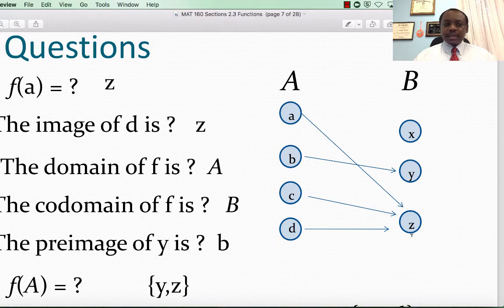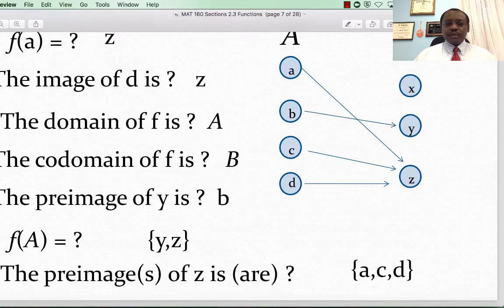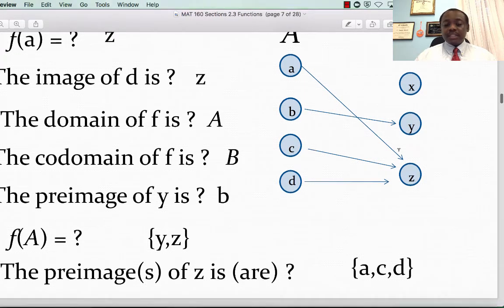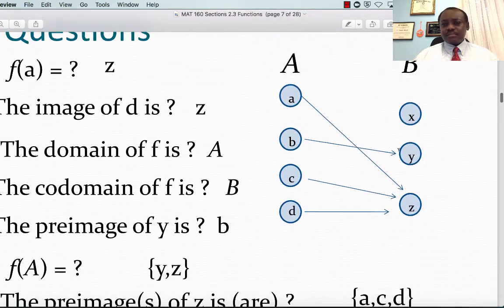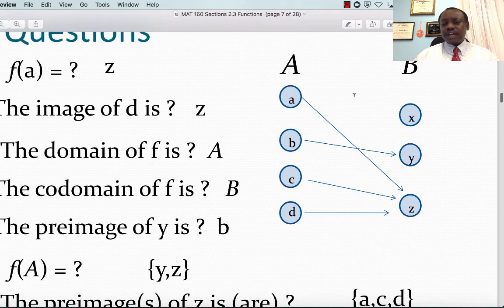So now we can answer a couple of questions. So what is f of a? a is mapped onto z. What is the image of d? What's the domain of f? What is the codomain of f? What is the pre-image of y? And what is f of A? There's these two elements, and so on and so forth. Okay, it's pretty easy and straightforward if I define my functions with explicit statements like this. But I expect you to be able to get this done even when it is defined using a formula.